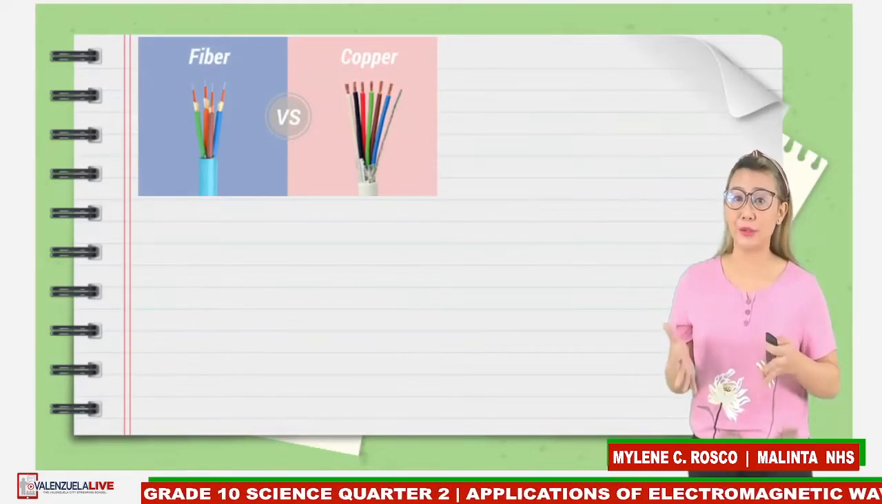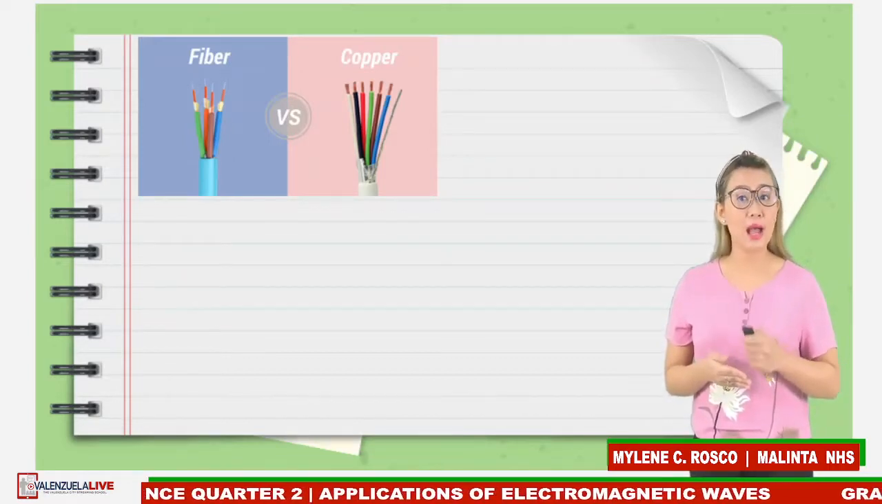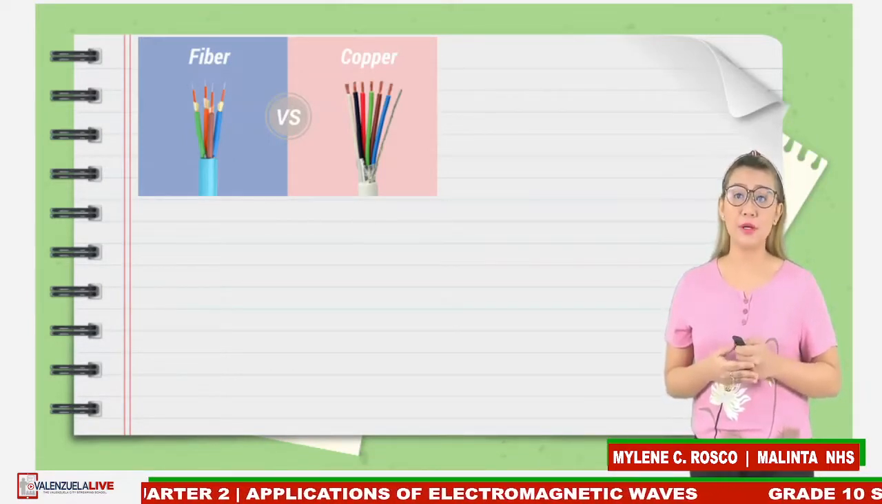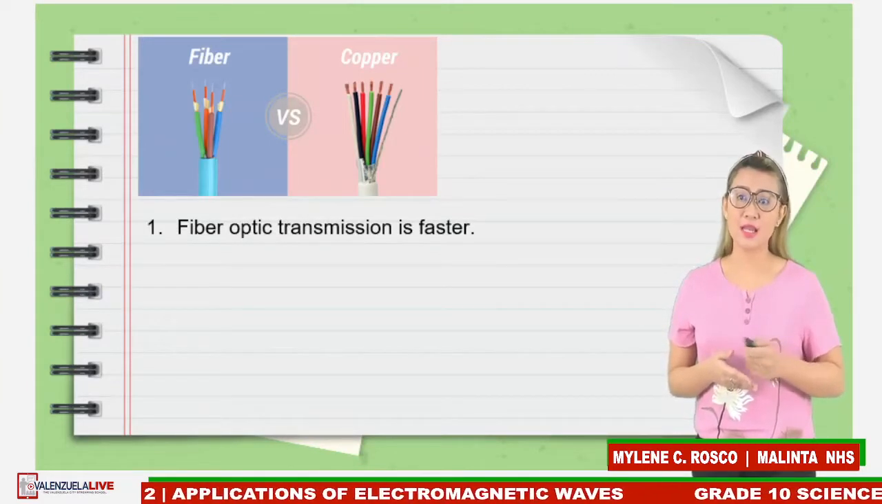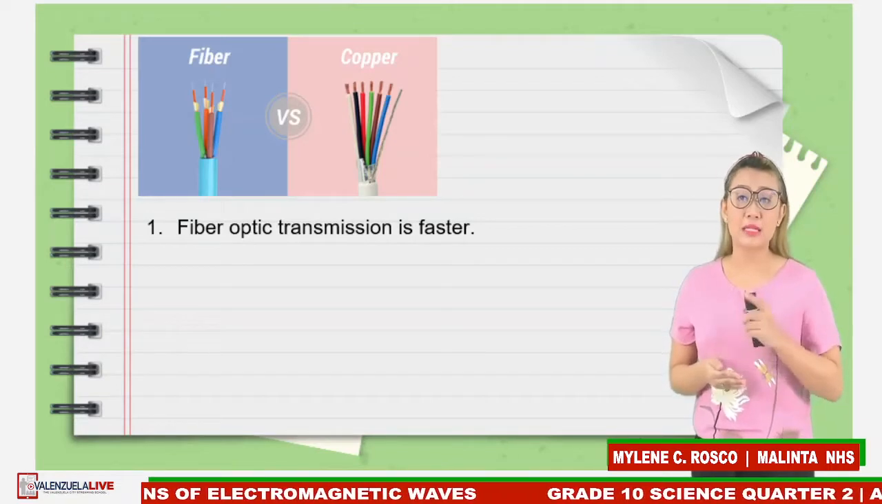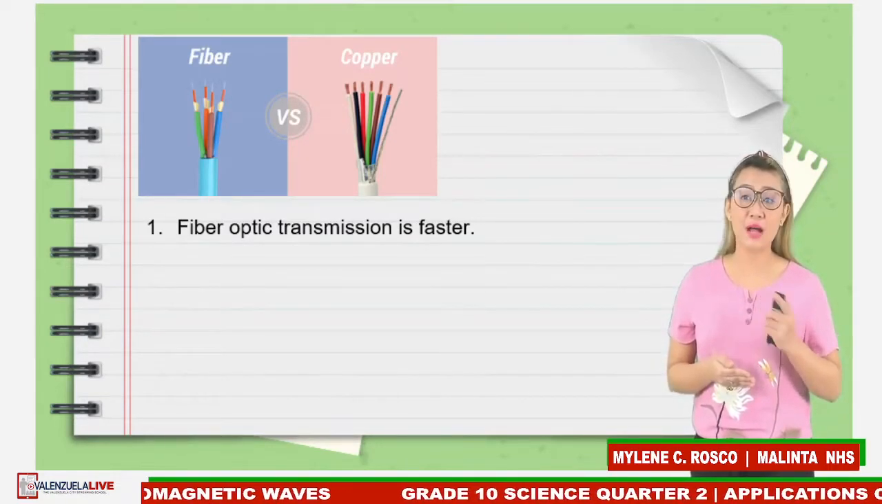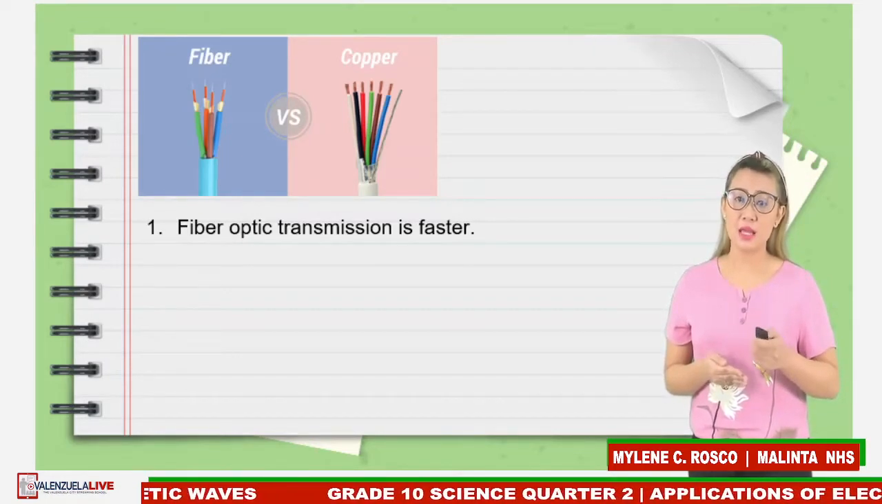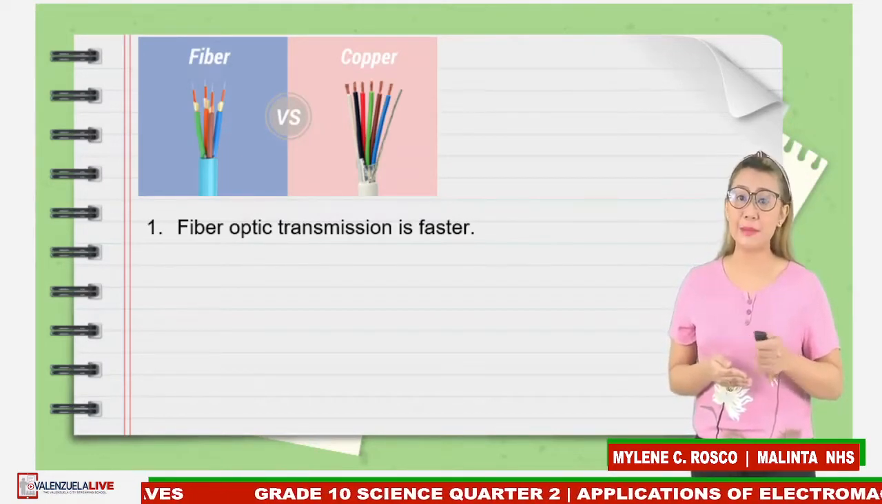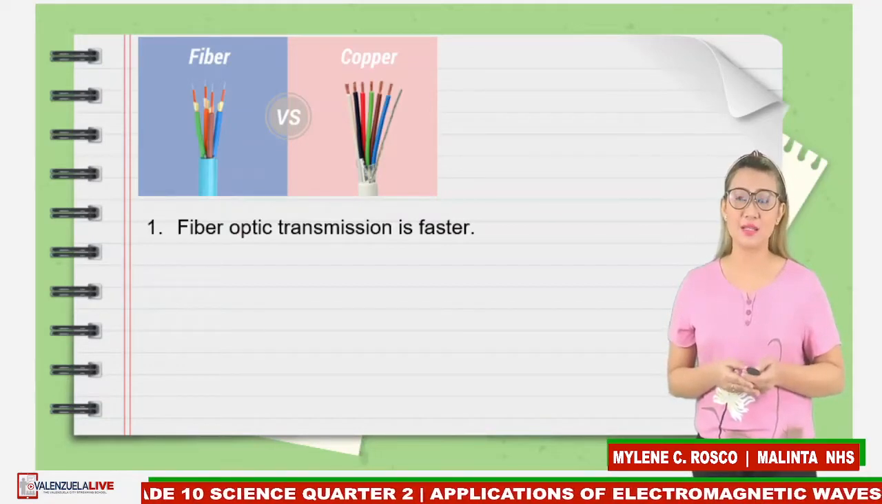Which is better? So I'll be giving 5 reasons why IT professionals choose fiber optics. First is fiber optic transmission is faster. The standard way to measure data transmission rate is via bandwidth. These days, it is measured in gigabits of data per second or even terabits per second.